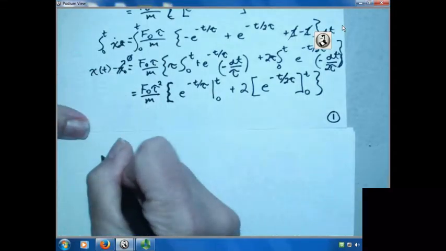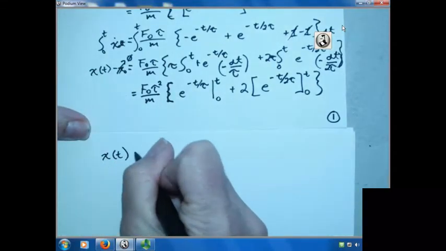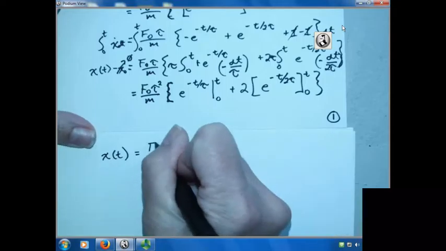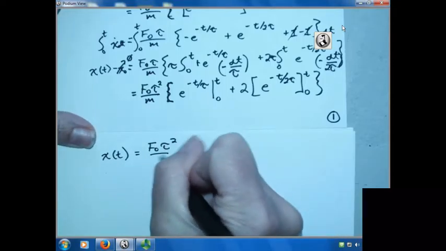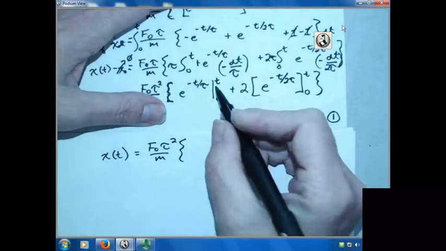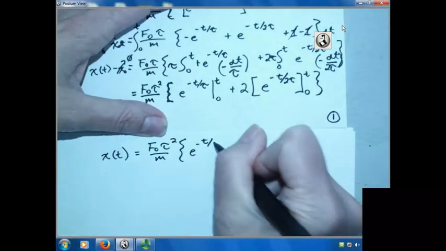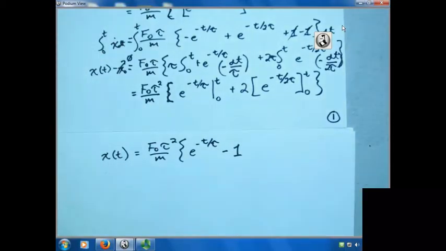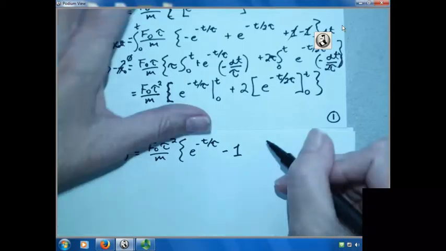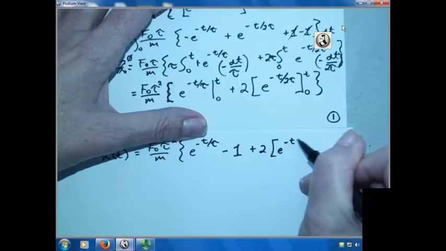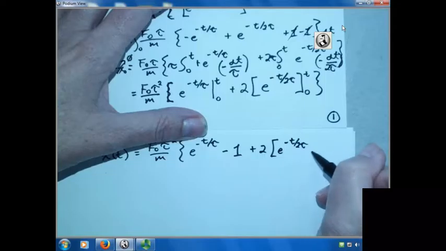And I've got x as a function of time is equal to f naught tau squared over m times e to the minus t over tau minus 1 for my first term. You guys all right with that? Plus 2 e to the minus t over 2 tau minus 1.